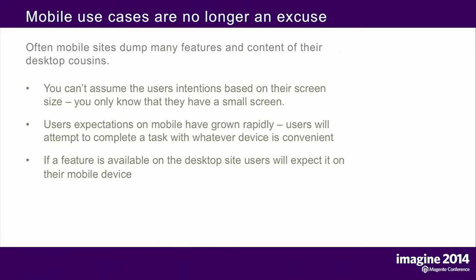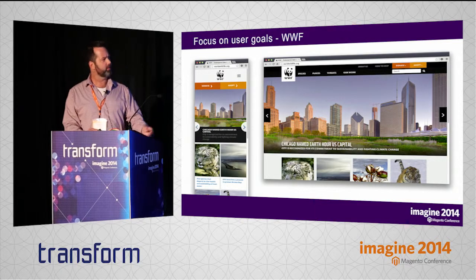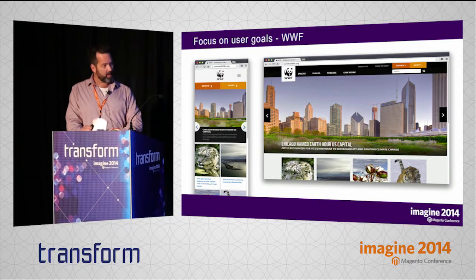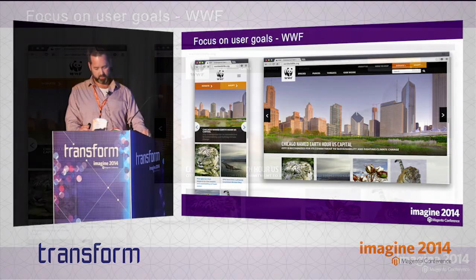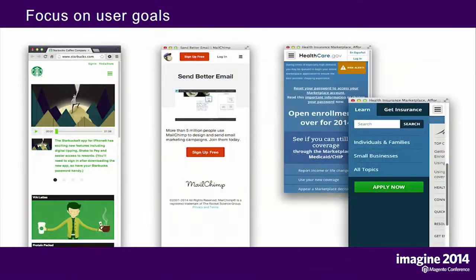Users are going to use whatever's convenient to them, and then it's not going to matter to them what device they're using. They expect to get the same content. This is World Wildlife Fund, and they know what's important to their site. It's very clear here, so they know what's important to their users. When you get to the mobile experience, you can actually see donate and adopt front and center at the top. There's no question what's most important in this experience. And this carries forward into other sites.